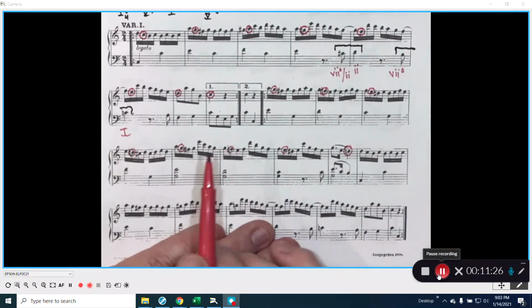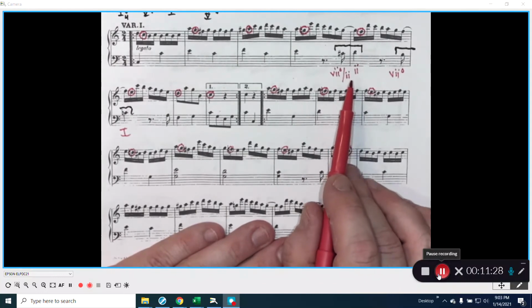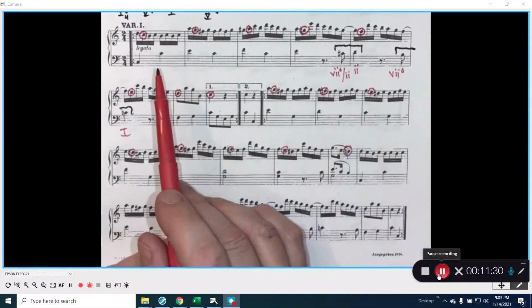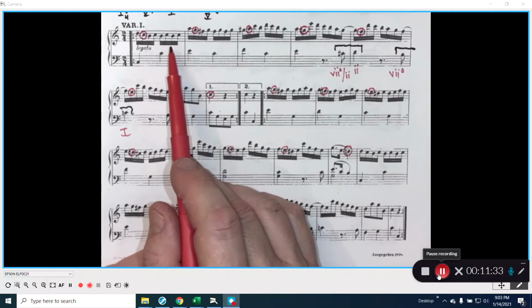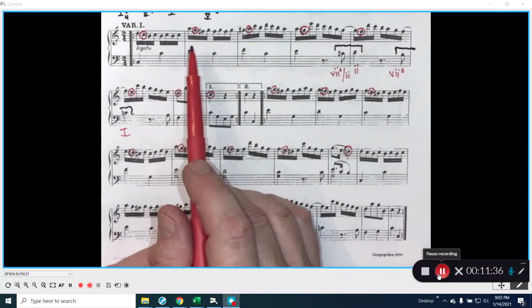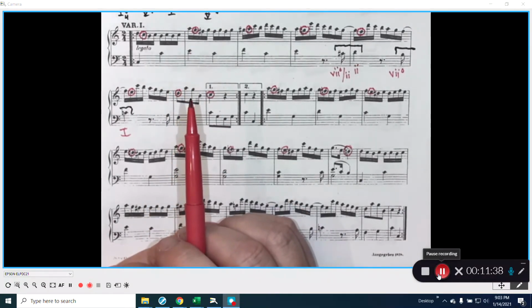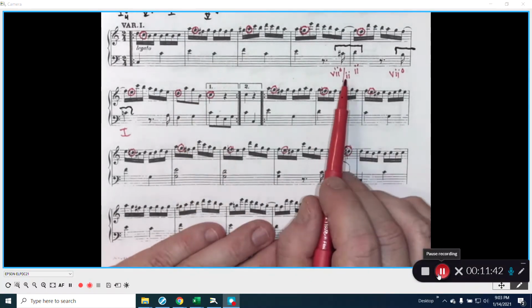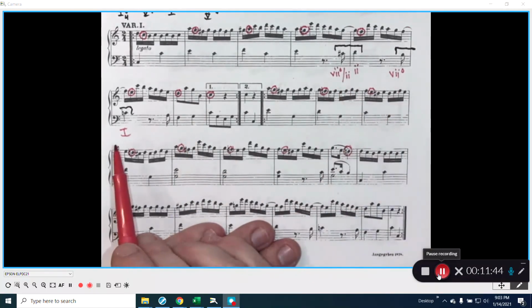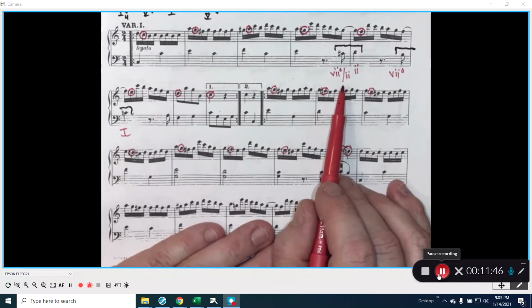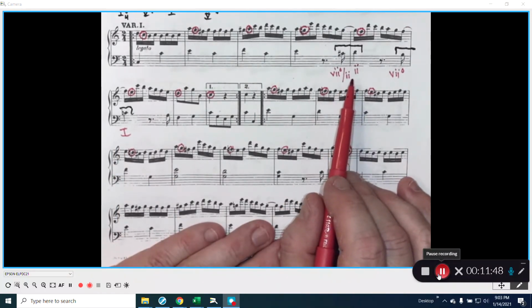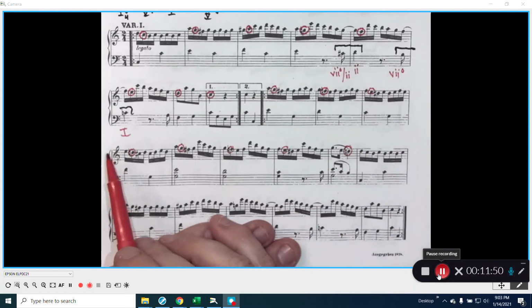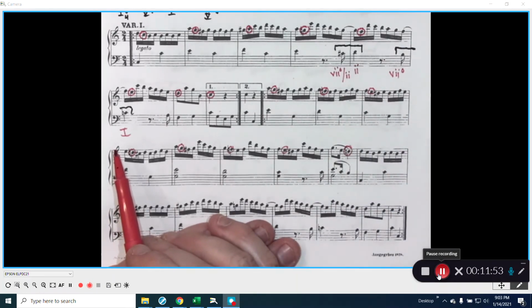Okay, and remember, when you have a pattern that is a melodic pattern repeated at various pitch levels, we call that a sequence. When we have a pattern of chords that repeats, in this case 7 diminished of 2 goes to 2, and then 7 diminished goes to 1, we call that a harmonic motive, okay, or a harmonic sequence.